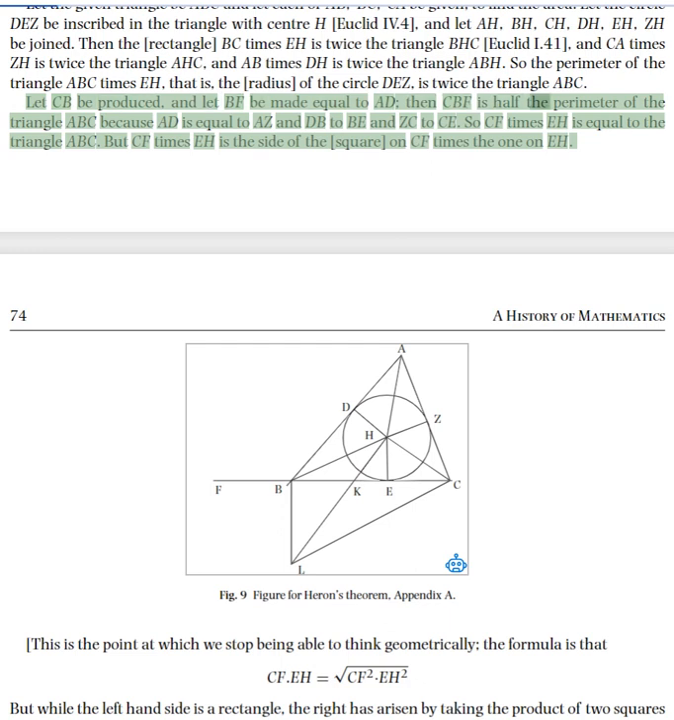Then CBF is half the perimeter of the triangle ABC because AD is equal to AZ and DB to BE and ZC to CE. So CF times EH is equal to the triangle ABC. But CF times EH is the side of the square on CF times the one on EH.